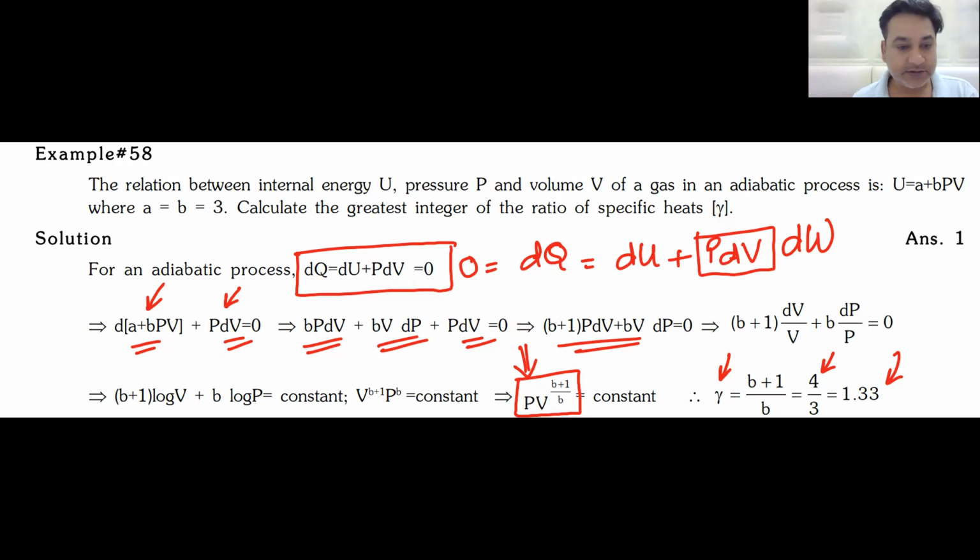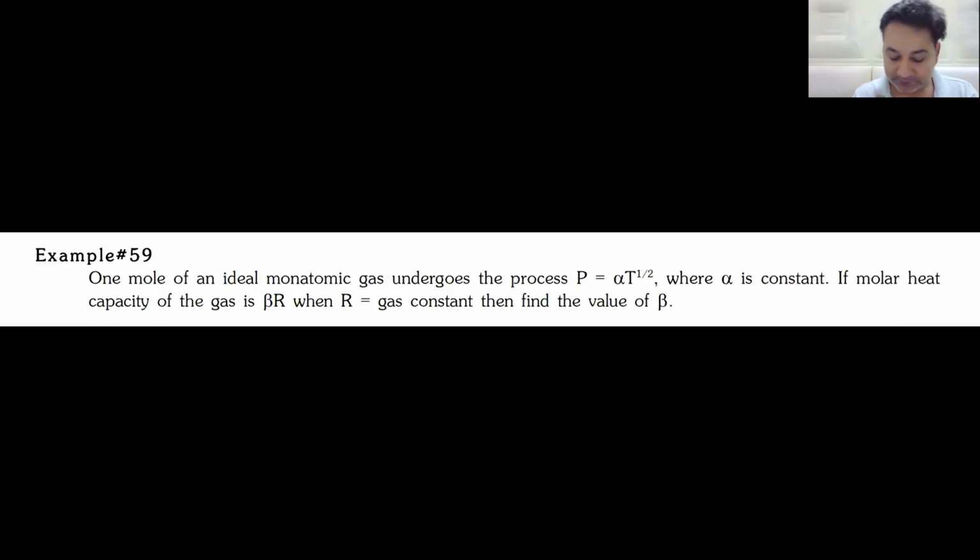This is a simpler one. I think you should be able to handle this one. 1 mole of an ideal monatomic gas undergoes the process PV^alpha equal to a constant. The molar heat capacity is 3 beta R, where R is the universal gas constant. Find the value of beta. Do it fast.